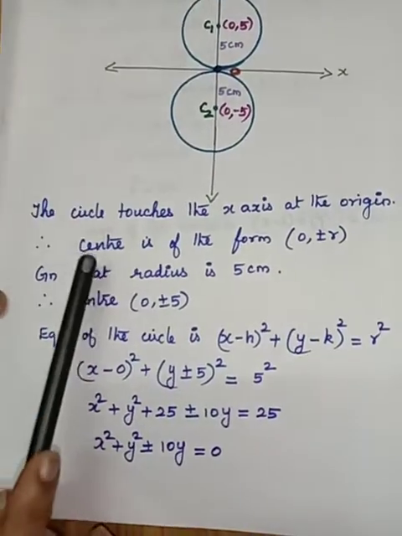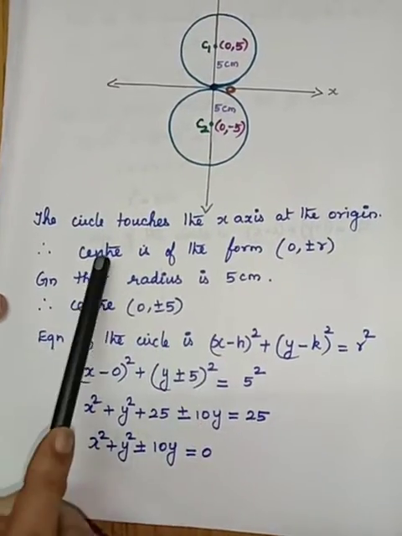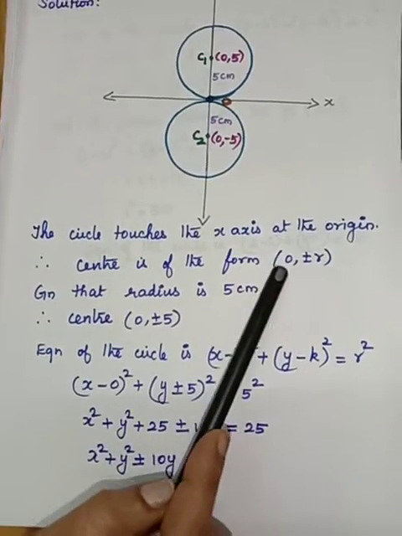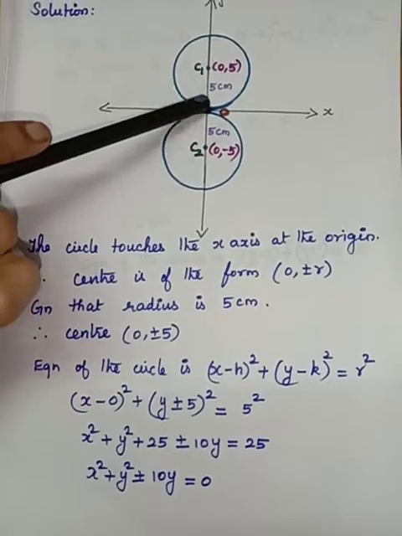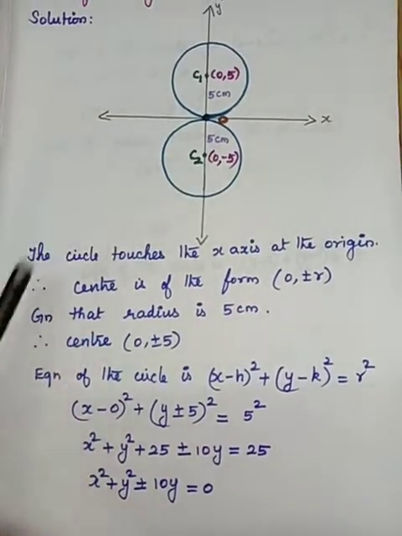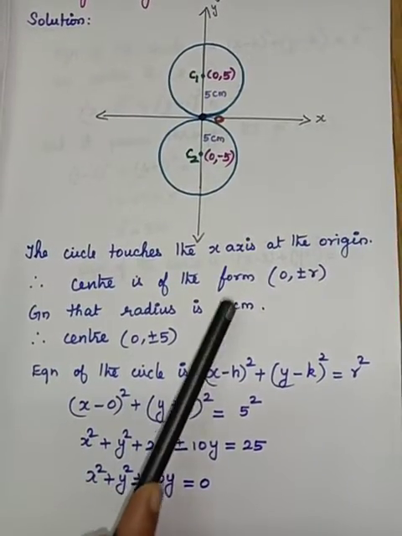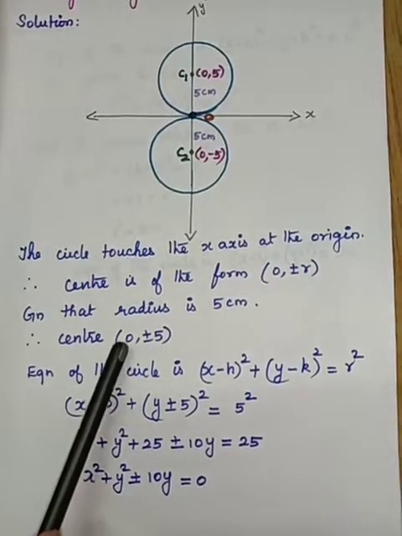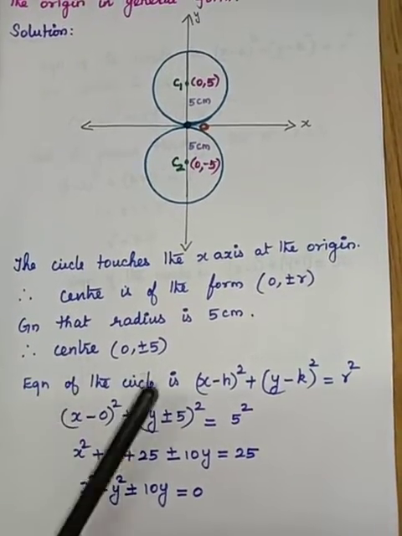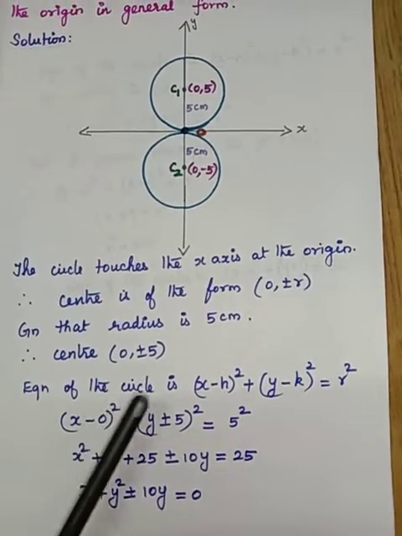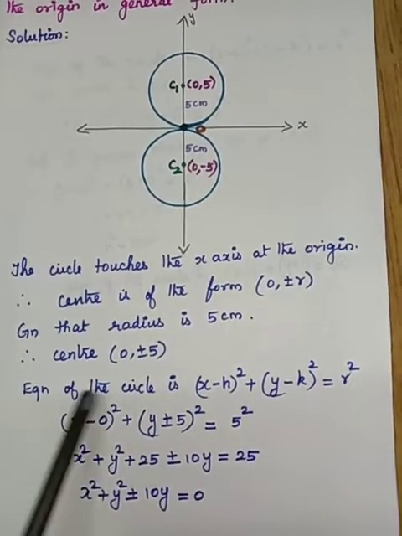It is given that the center is of the form 0, plus or minus r. So here your radius is 5 centimeter. What is the center? 0, plus or minus 5. So center is there and the radius is there. Center and radius, if you have, what is the equation of the circle?